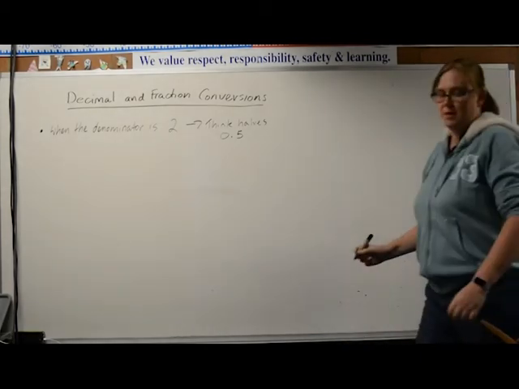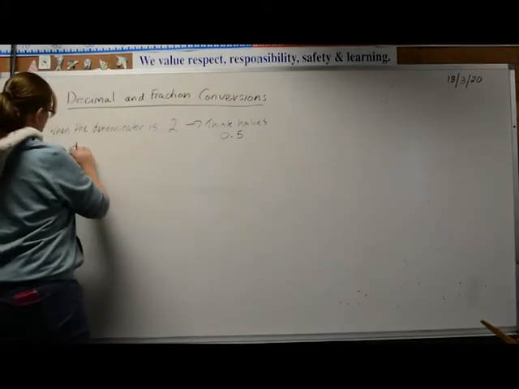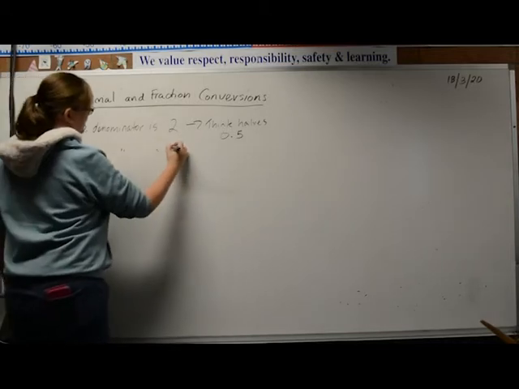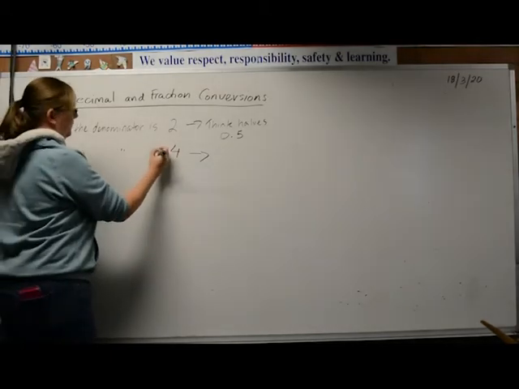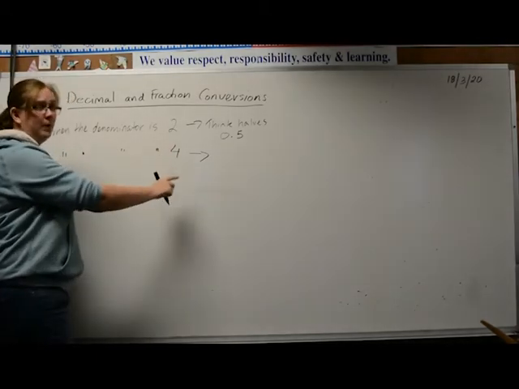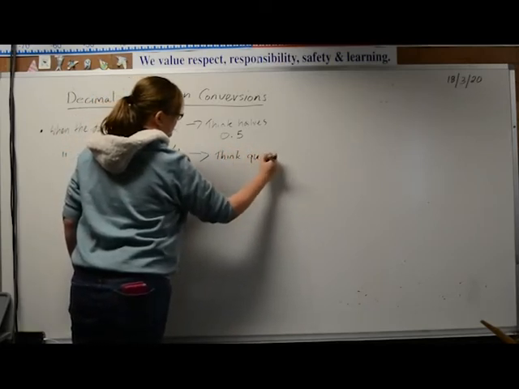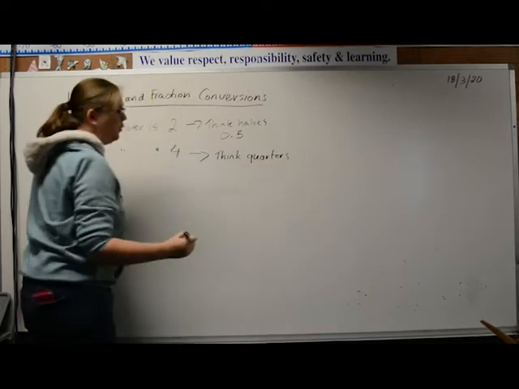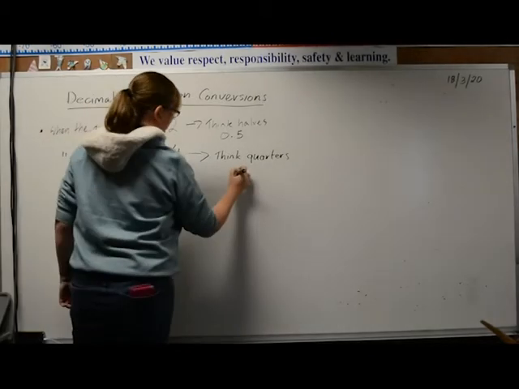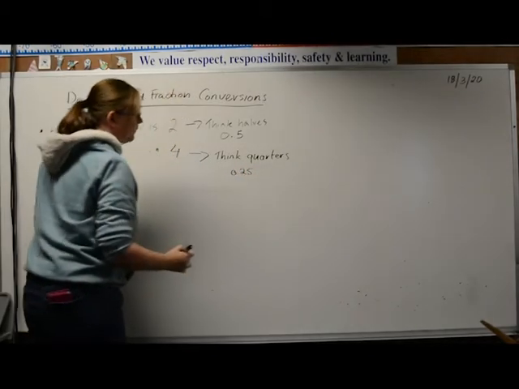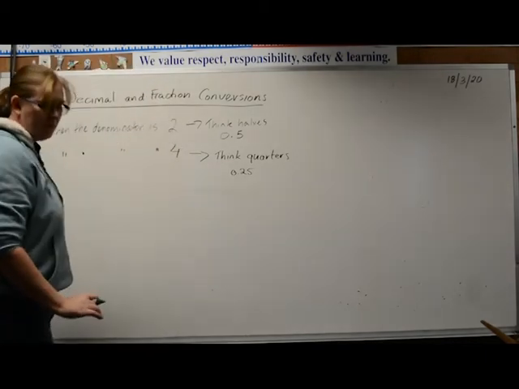Next one. When the denominator is 4, we think quarters. I'm just using dittos, you can write that out properly if you like. What is a quarter as a decimal? 0.25. Are we good with that so far?